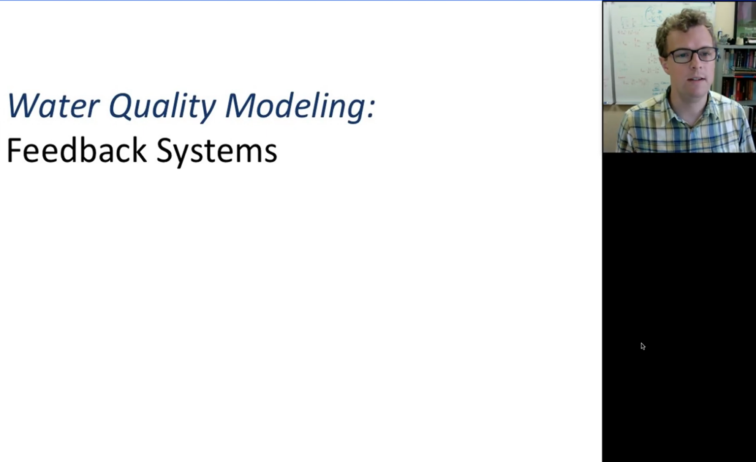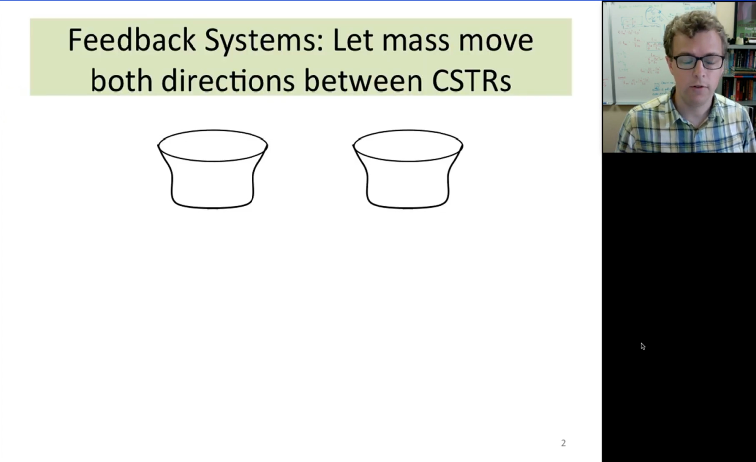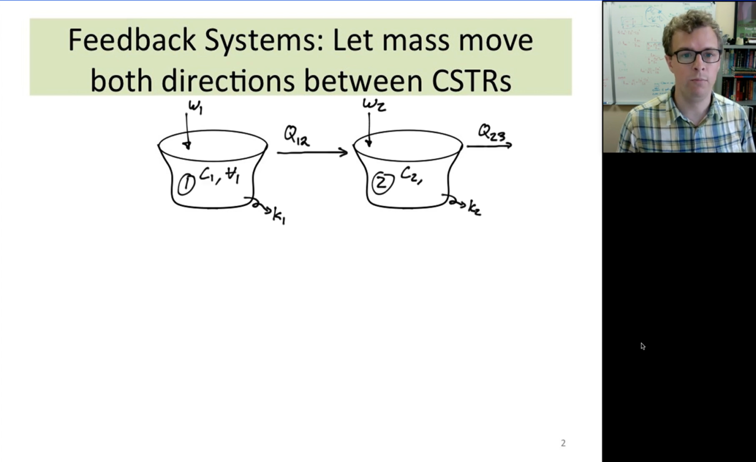I want to talk to you today about feedback systems of CSTRs. This goes along with Lecture 6 in your textbook, Chopra Lecture 6. Okay, so you should have already watched a video from me about feed-forward systems where we let mass move in the downstream direction. And so we started with a system that looked pretty much identical to what I've drawn here.